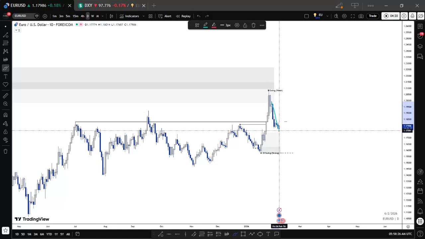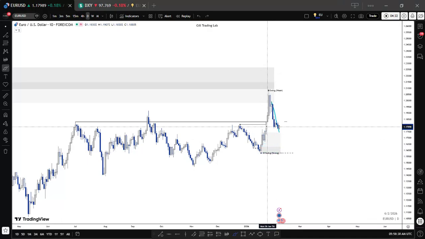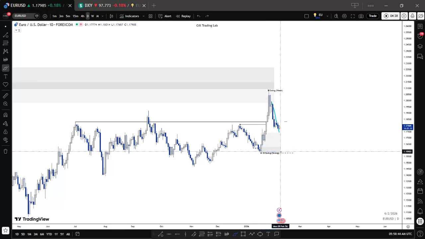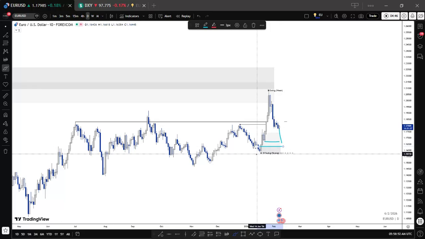So we can play the swing pullback to discount demand, but I've decided to delete even this demand. As you can see, it's really close to this demand, and also it has no lead, meaning it could be lead for this POI below. So I'll be happy to even trade past it. If price mitigates it, I'll be happy to trade past it for price to mitigate the extreme.